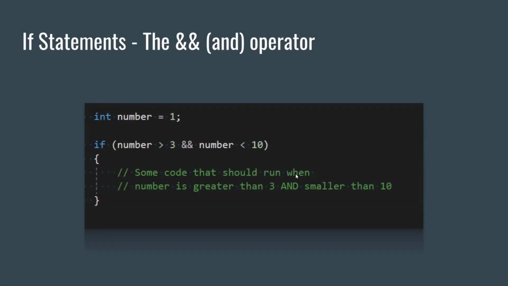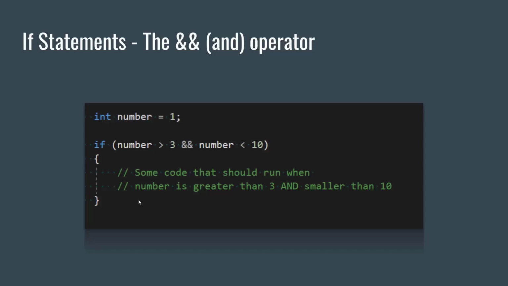Now in this example, we have the AND operator, which allows us to check multiple conditions at the same time. Only if all of those conditions are true will the overall condition be true, and only then will the code be executed. So in this case, we check if the variable number is greater than 3 and smaller than 10. Only if both of those things are true, the code within the curly brackets will be executed. So pretty much only if the value is between 4 and 9 included. In this case, this is not true, so the code would not be executed.